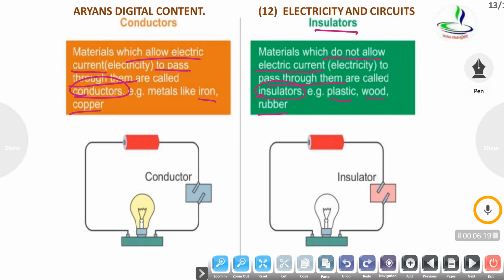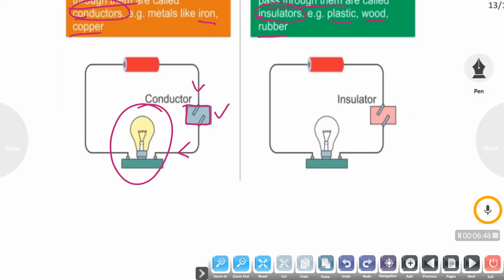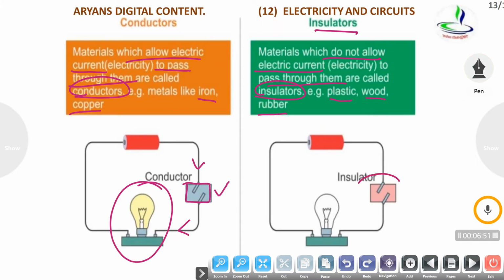How do we get to know whether these substances are conductors or insulators? When we want to know whether a material or substance is a conductor or insulator, we put it in between our circuit. If it is a conductor, then it allows current to pass through it, and as a result the bulb will glow. But if it is an insulator, then it doesn't allow current to pass through it. As a result, the bulb will not glow.